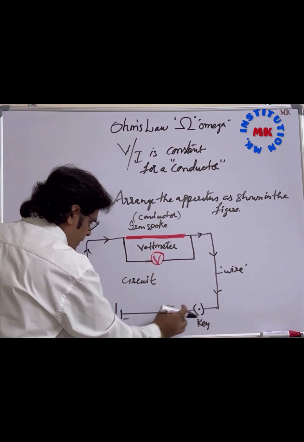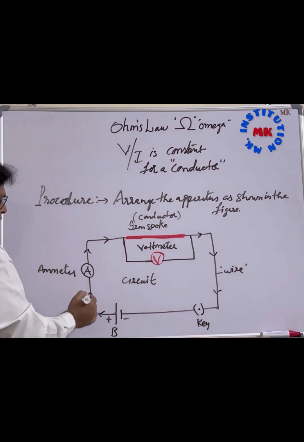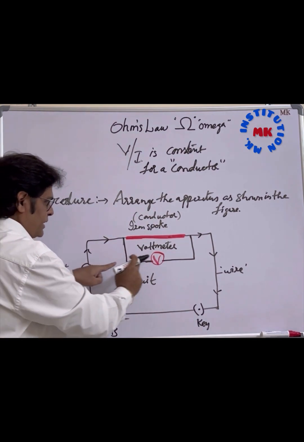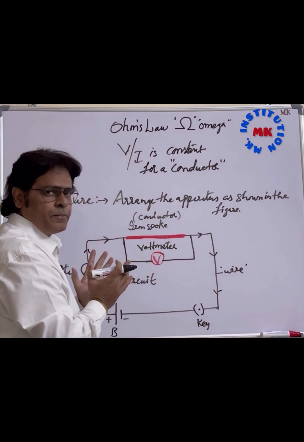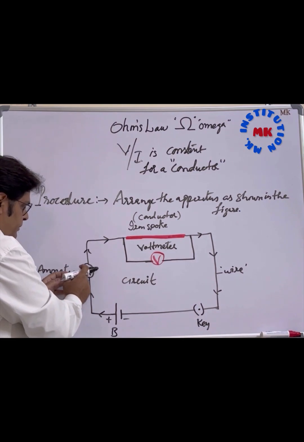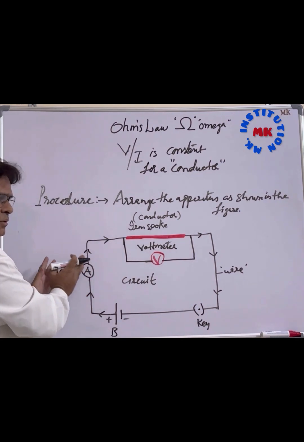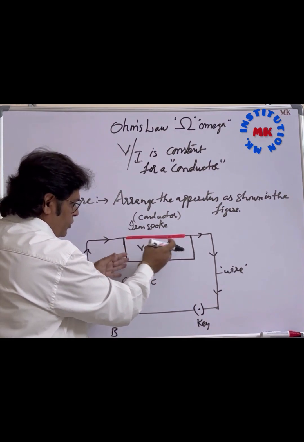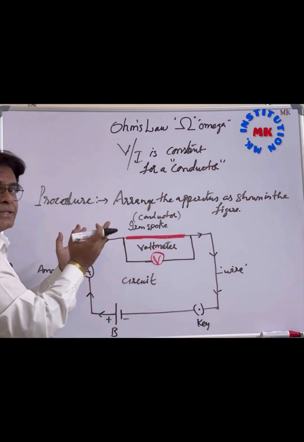After connecting the wire and everything, switch on the key. Once you switch on the key, the current flows. When the current flows, the ammeter and the voltmeter will show their readings. The ammeter shows current in ampere only. The voltmeter shows the voltage or potential difference.